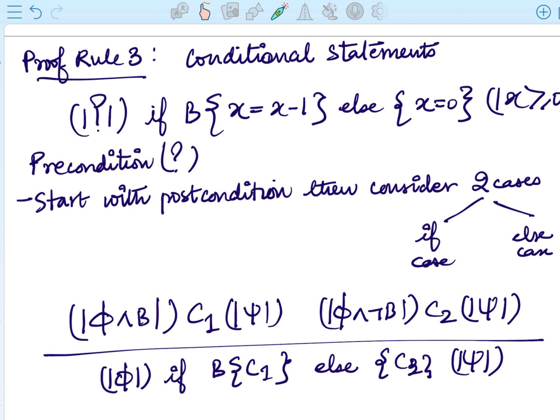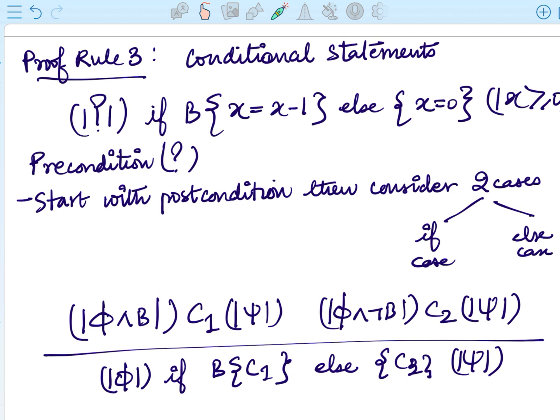But these two more rules are very important. First is the conditional statement. In the conditional statement, you are always finding the precondition in every rule. Here in the precondition, you say if B, so how is it? If this condition is true, then do x is equals to x plus 1. Else, if some other condition is true, you do x is equals to x minus 1. Okay, these are the two cases, conditional statements.